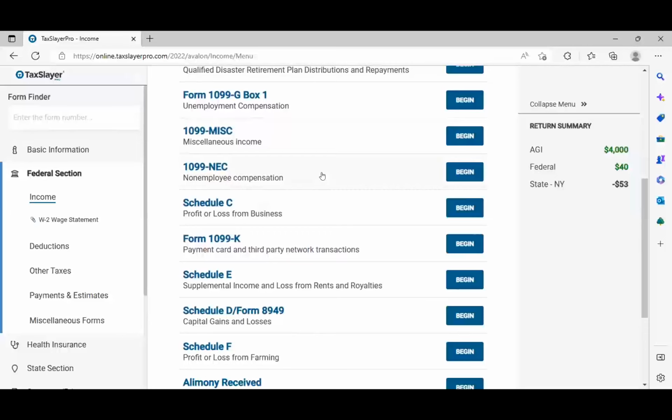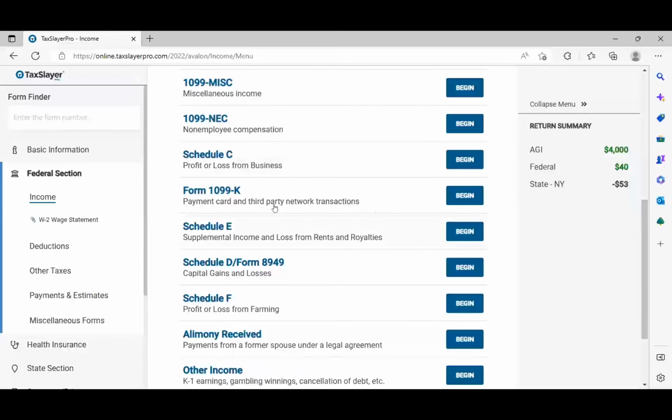1099-NEC, which is for Schedule C individuals. Information entered here in 1099-NEC can be linked to Schedule C. Those two really work in tandem when it comes to 1099-NEC forms. 1099-K forms are for Schedule C self-employed individuals who receive credit card deposits for their work. You usually see this in the case of Uber drivers and perhaps Amazon delivery workers too.